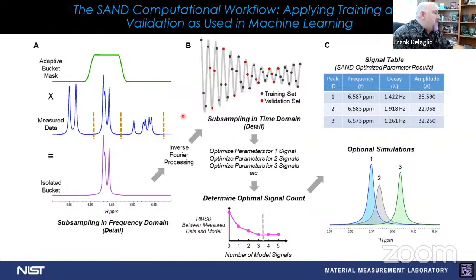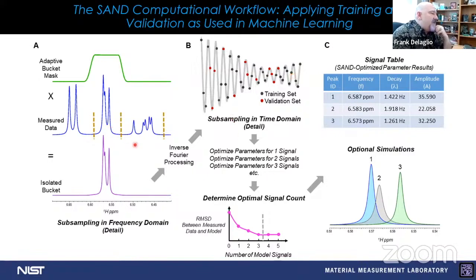So that's what we do. We start with a spectrum. We subdivide it into regions that are easier to handle because they have a smaller number of peaks. We transform that into the time domain, split the data into a population of training points and validation points.